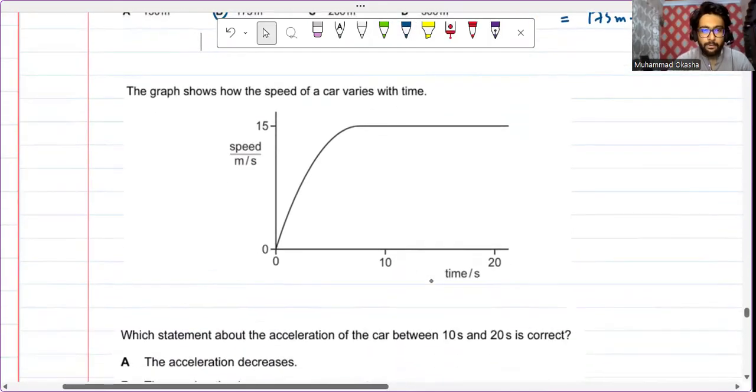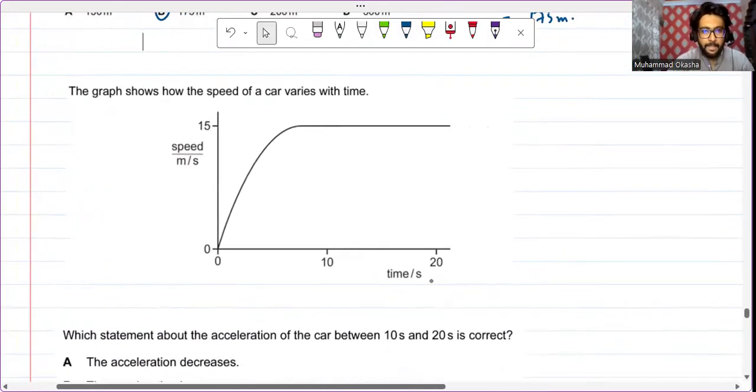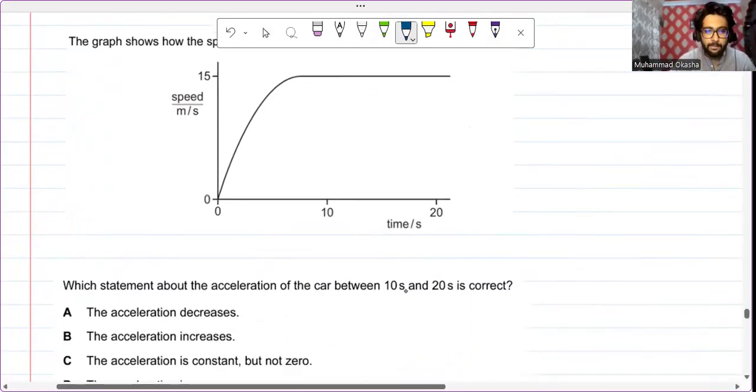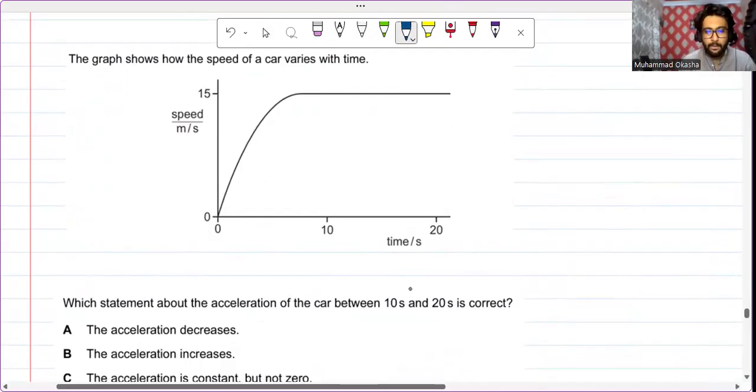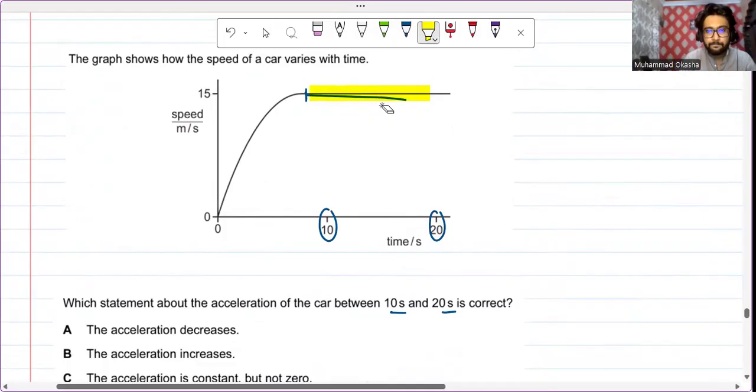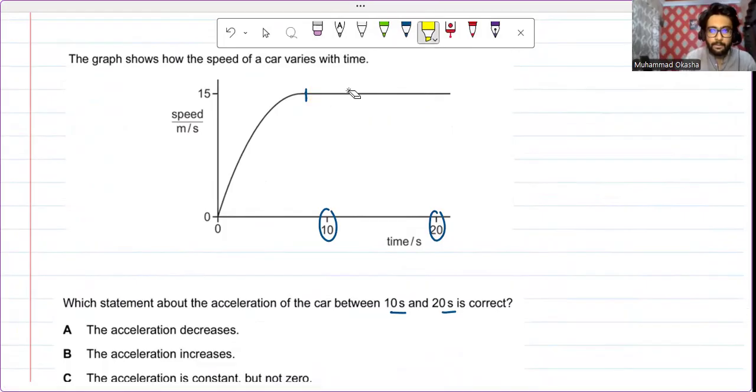The graph shows how the speed of the car varies with time. Which statement about the acceleration of the car between 10 second and 20 second is correct? So if you notice, between 10 second and 20 second, this is constant speed, right? We're talking about this region of the graph, between 10 second and 20 second.